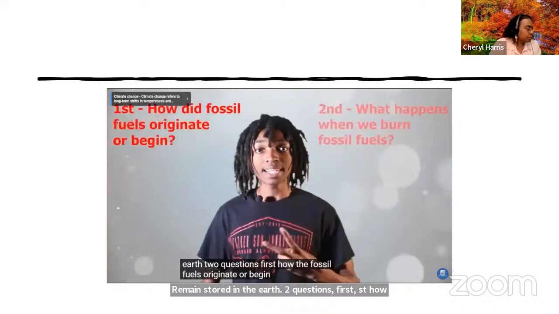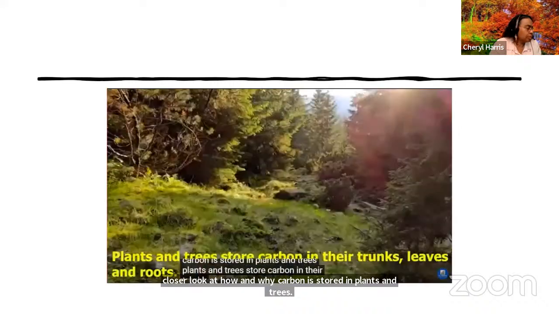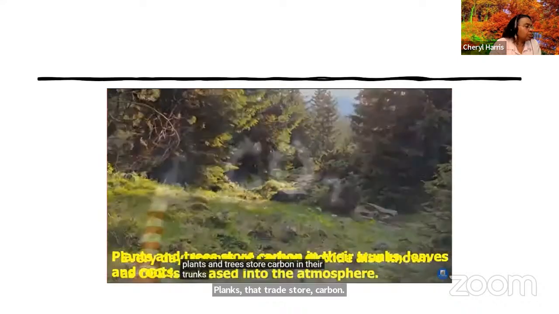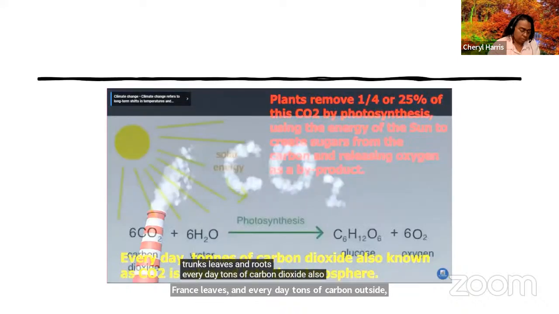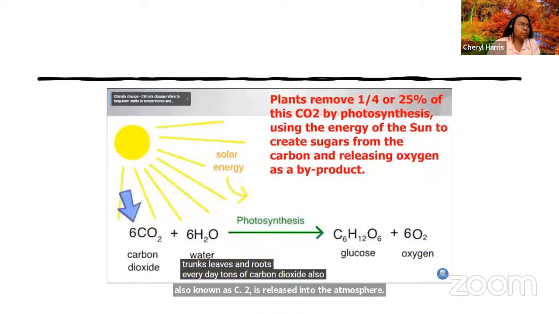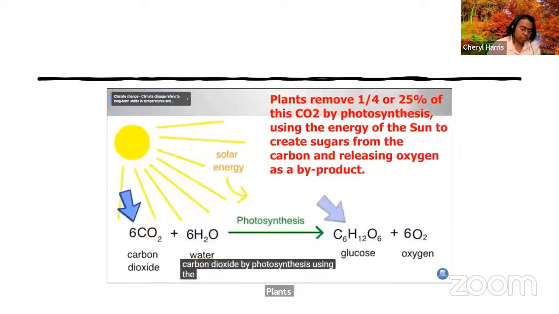Let's take an even closer look at how and why carbon is stored in plants and trees. Plants and trees store carbon in their trunks, leaves, and roots. Every day, tons of carbon dioxide, also known as CO2, is released into the atmosphere. Plants remove 1/4 or 25% of this carbon dioxide by photosynthesis, using the energy of the sun to create sugars from the carbon and releasing oxygen as a byproduct.